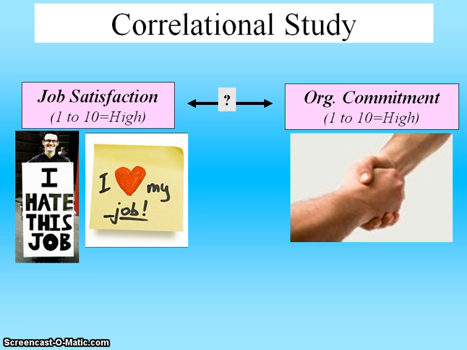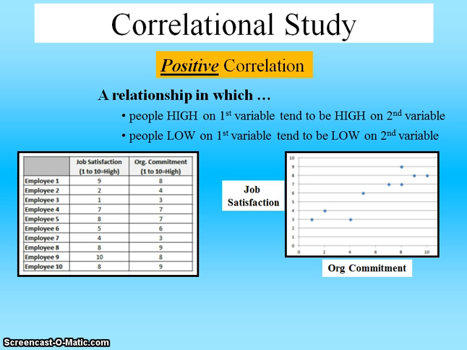So now we've got each of those pieces of data from two people. And if we looked at that data, we might find a relationship like this. The people who are high on the job satisfaction variable also tend to be high on the organizational commitment variable. And the people who are low, like employee 3 here, on the job satisfaction variable, tend to be low on the organizational commitment variable. That is a type of relationship called a positive correlation. And the word positive doesn't mean good, it's just a label for this type of correlation.